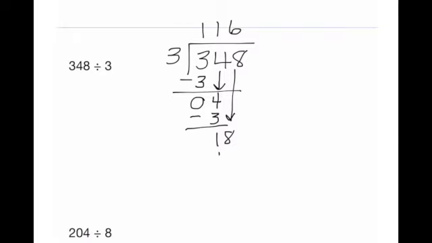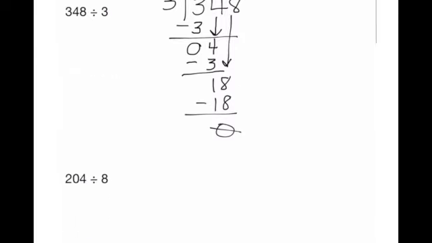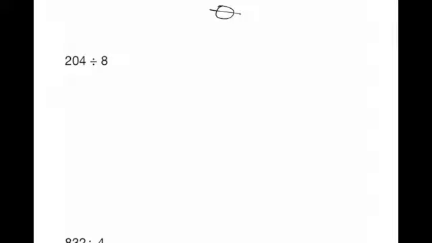So 3 times 6 is 18. And 18 minus 18, boom, is 0. Okay? Our answer is 116. Is that beautiful? Okay, let's try it again, but this time with 8. So 8 goes into 204.